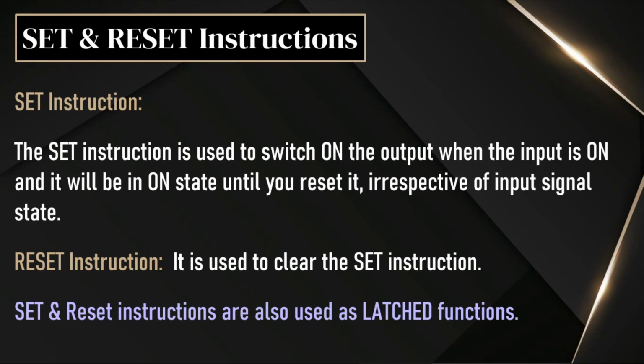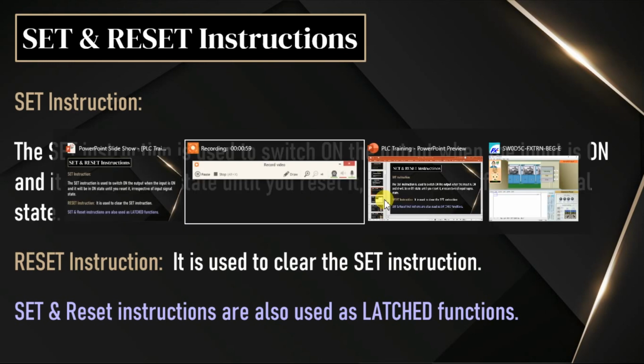When the set instruction is true, whatever the assigned output is, it will be on. Again, if the reset instruction is true, it will reset the output, nothing but it will make the output off. Set means 1, reset means 0, on and off. We will see this set and reset using a ladder logic program.